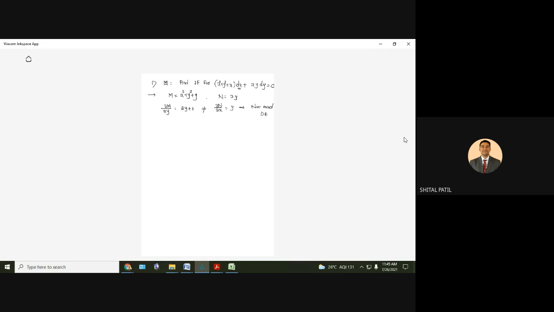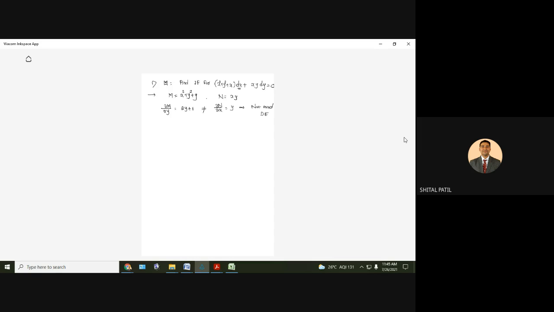Non-exact differential equation. So we want to find the integrating factor. Now see the M. Is it homogeneous? No. Degree of the first term is 2, degree of the second term is 2, but degree of the third term is 1. So it is not homogeneous. So 1 upon xM plus yN cannot be an integrating factor.